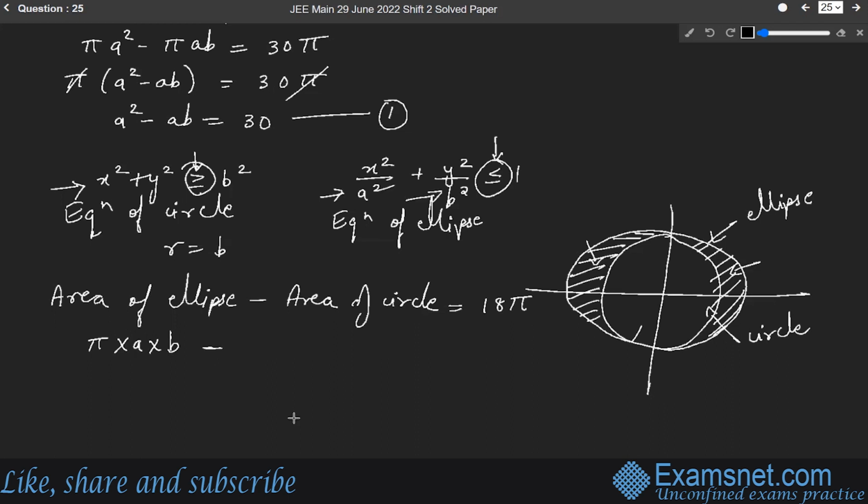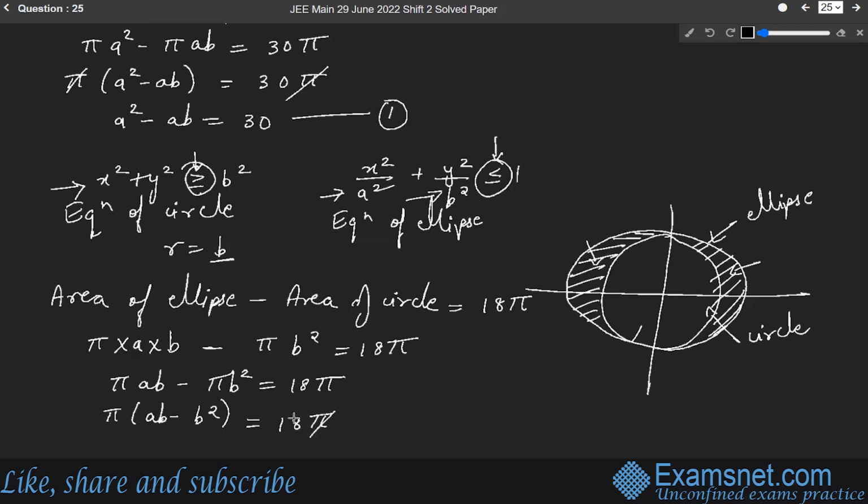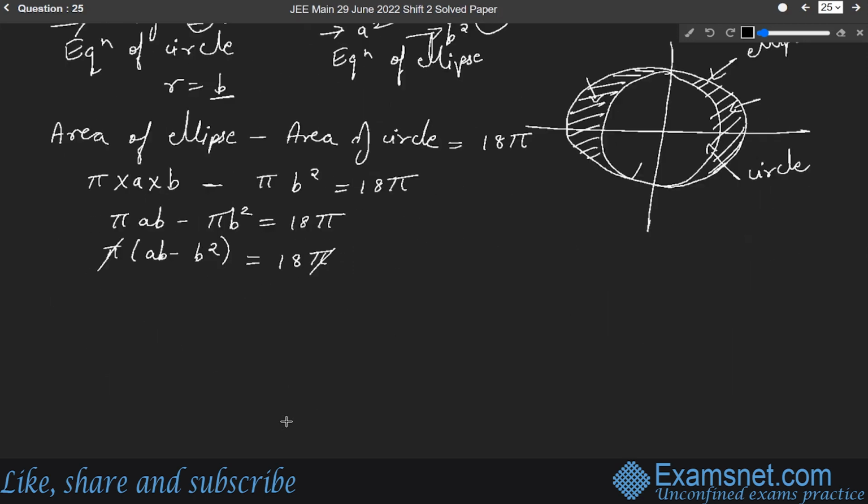Minus the area of the circle. Area of circle is pi r square, but here the radius is b. So we have pi into b square. It is equal to 18 pi. Pi ab minus pi b square is equal to 18 pi. We can take pi common. So we have pi times (ab minus b square) is equal to 18 pi. This pi and pi will be cancelled, right? So we have ab minus b square is equal to 18.